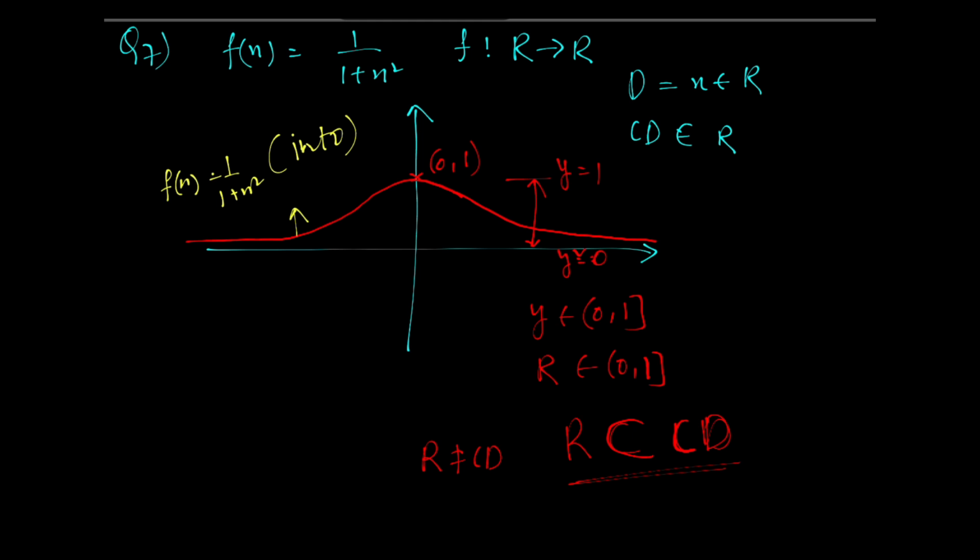If I want to say the function is onto, then the range and codomain must be equal. Here the range and codomain are not equal, that's why I'm writing it as an into function. So I hope you understand the concept of onto and into functions.